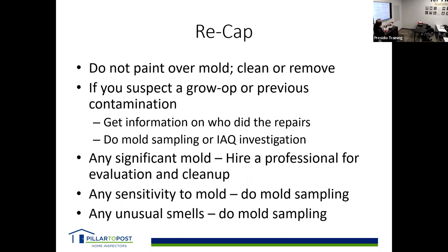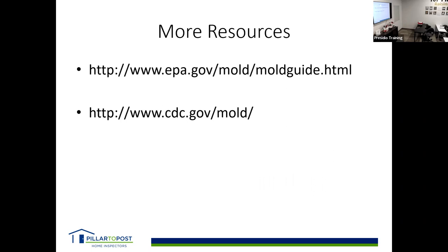If it's significant, hire a professional. Any sensitivities to mold, do sampling. Any unusual smells, you can do sampling just to figure out where things are coming from. There is some information. The EPA has a mold guide that goes through a lot of general stuff. The CDC also can be helpful in keeping things in perspective, especially about Stachybotrys. I think one of the last pages on the handout is the CDC's guideline on Stachy, because so many people are so freaked out about black mold, and we need to keep things in perspective. So any questions?